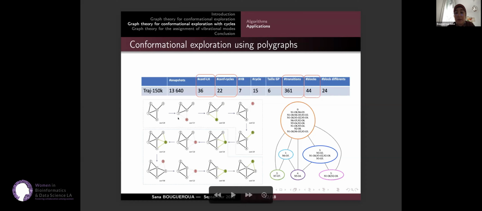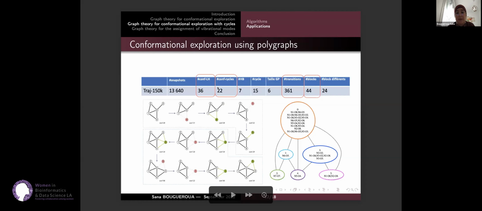Now it will not be the case, because if we change the identity of the cycle, we can have the same global graph of cycles. So we will have the same conformer.